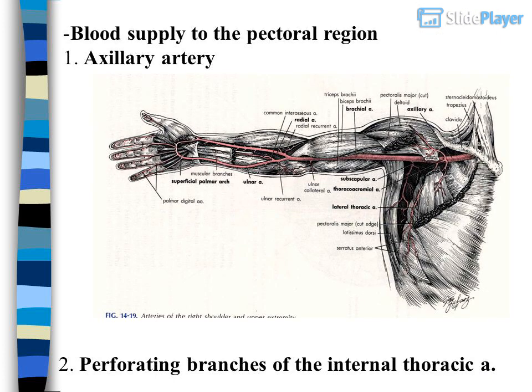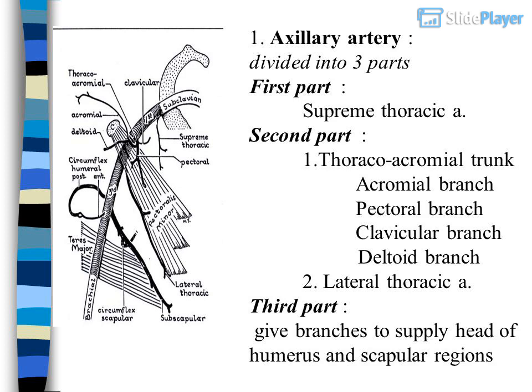Blood supply to the pectoral region. 1. Axillary artery. 2. Perforating branches of the internal thoracic artery. The axillary artery is divided into 3 parts. First part: supreme thoracic artery. Second part: 1. Thoracoacromial trunk, with acromial, pectoral, clavicular and deltoid branches. 2. Lateral thoracic artery. Third part: gives branches to supply the head of humerus and scapular regions.